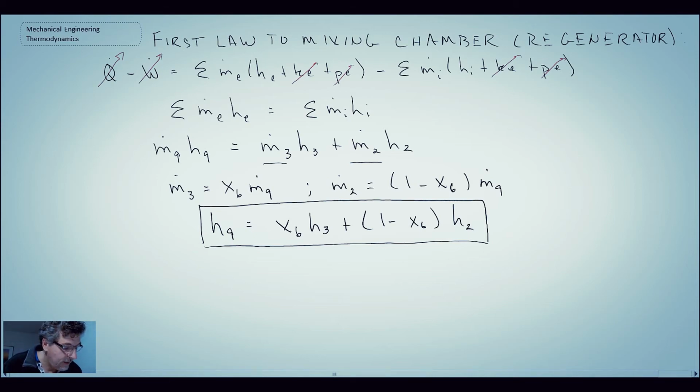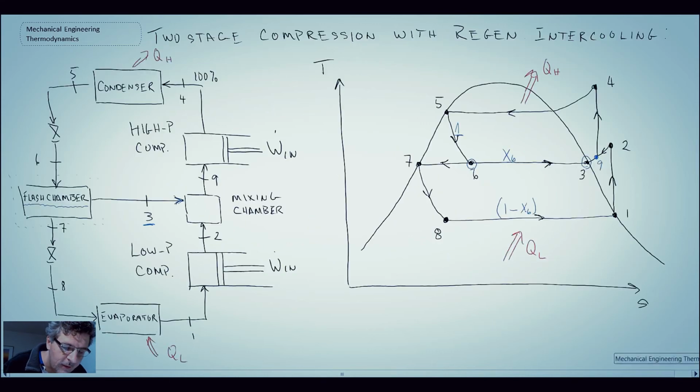Other things that we would do, we would want to be able to get the coefficient of performance. So we would look at the low temperature heat transfer coming from our low temperature source, whatever we're trying to cool, and then express that in terms of mass flow rate. We have to do this because we do not have 100% of the mass flow rate going through the evaporator. We have 1 minus x6 going through.